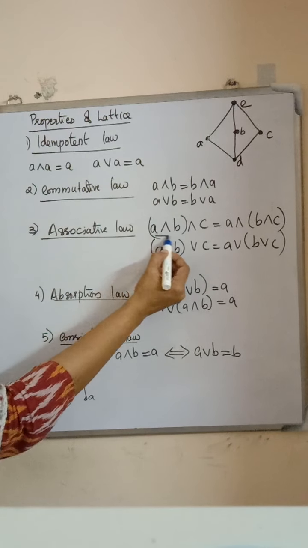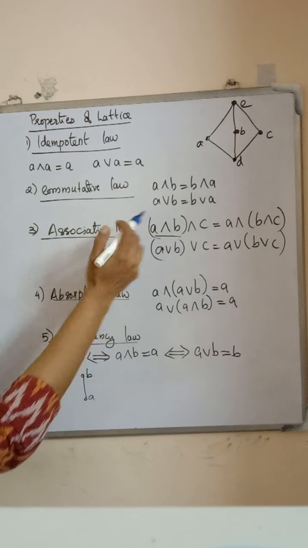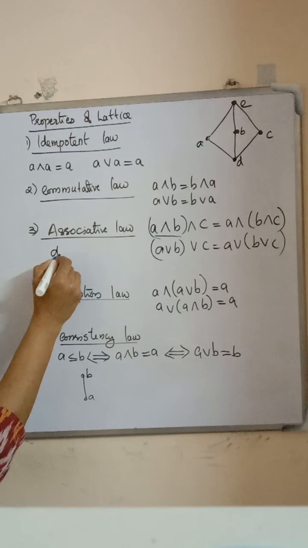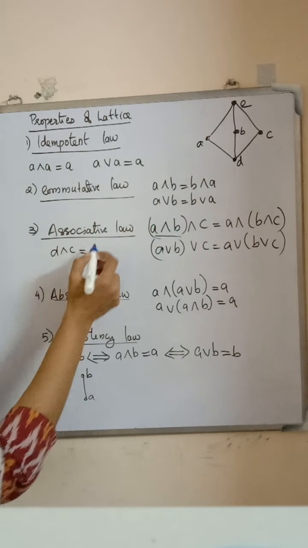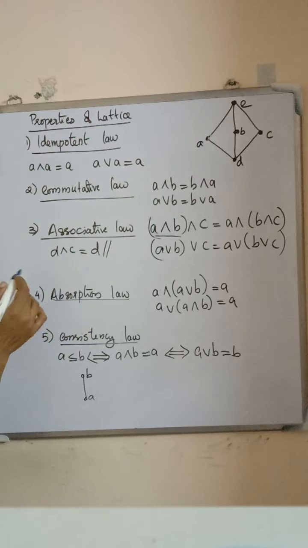(A join B) meet C. What is A meet B? A meet B is D. D meet C. What is D meet C? D meet C is D itself. So D meet C is D.